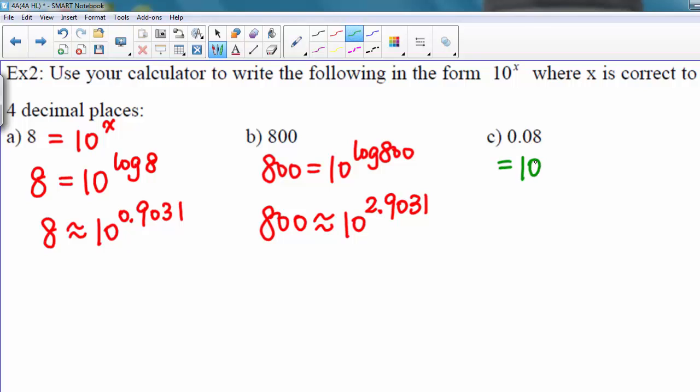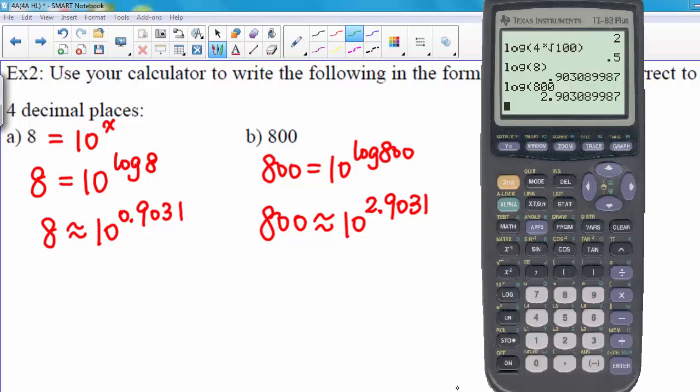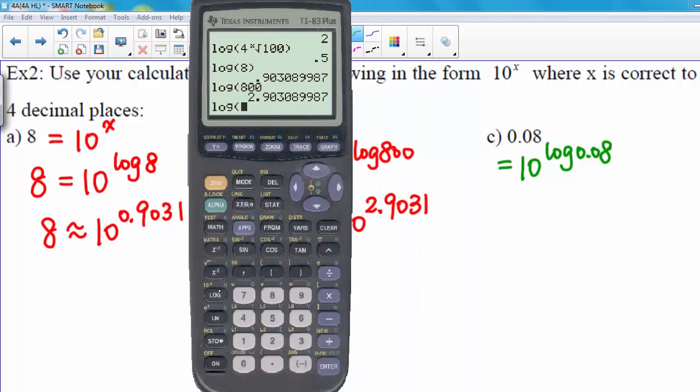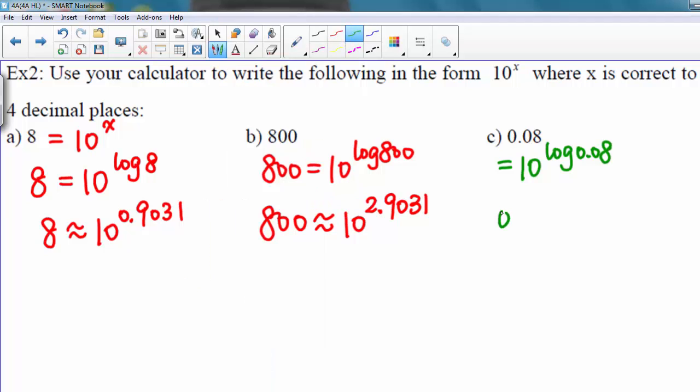This one is 10 to the power of log 0.08. So on the calculator, I can find log 0.08, okay, which is negative 1.09691 something. Anyways, 0.08 is approximately equal to 10 to the power of negative 1.0969. Okay, I know this one is pretty tough, but we just use the first identity to change any number to a power of 10.